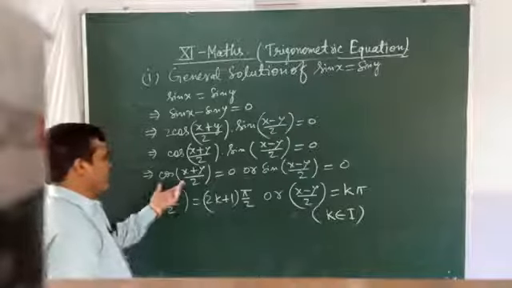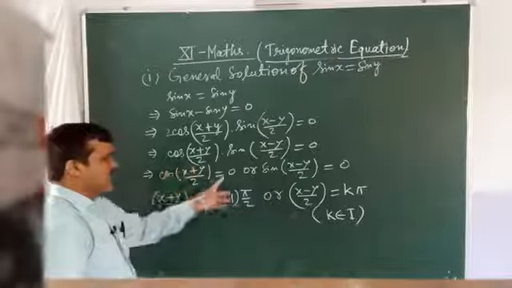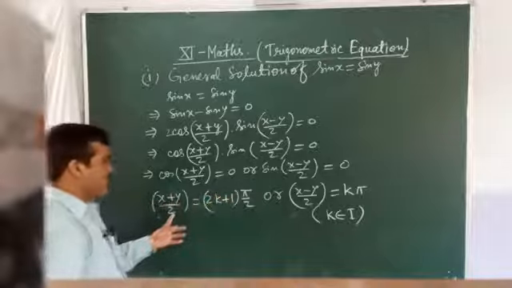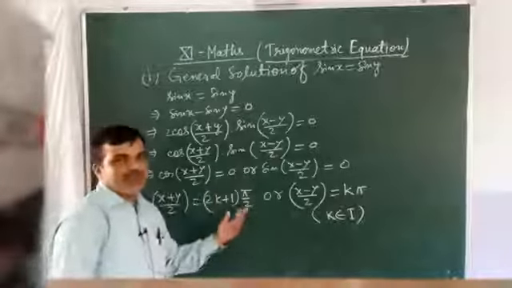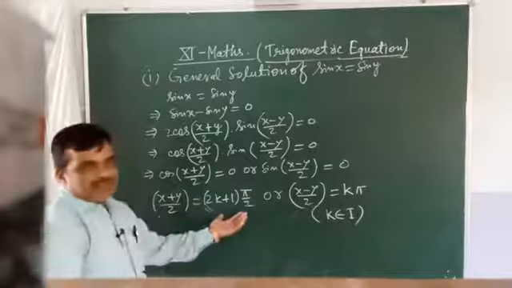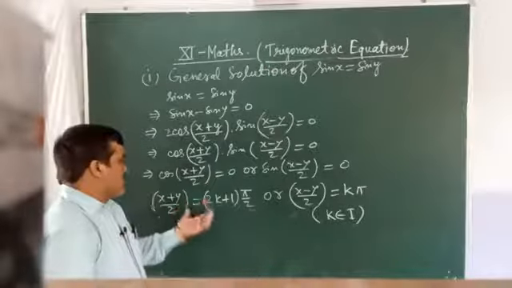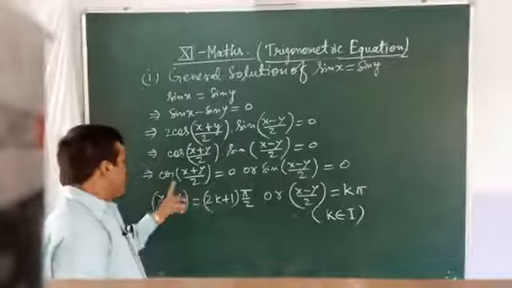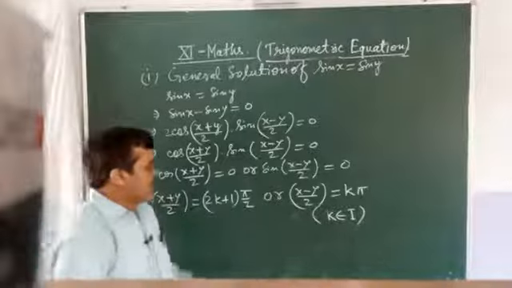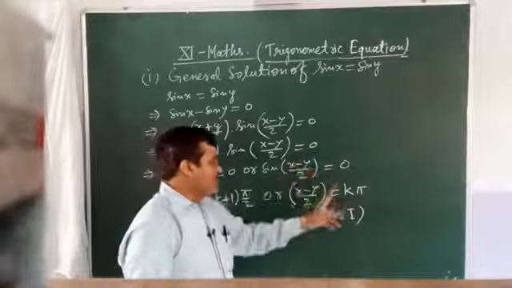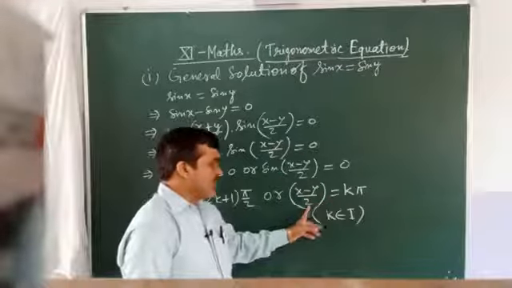Here see, it's cos (x+y)/2 equal to 0. The (x+y)/2 becomes (2k+1)π/2. I have discussed this part earlier. If sin (x−y)/2 equals 0, therefore (x−y)/2 equals kπ.